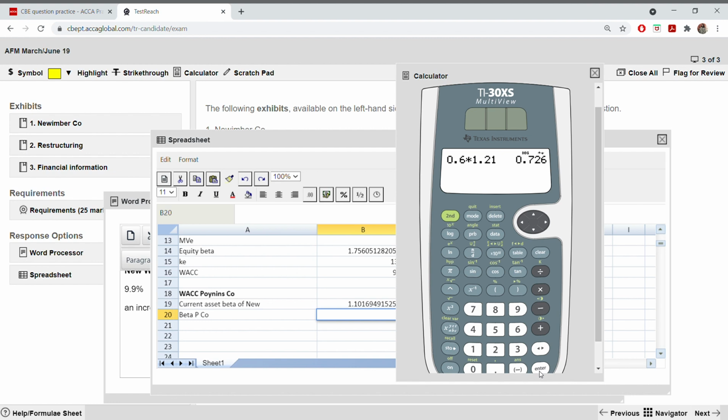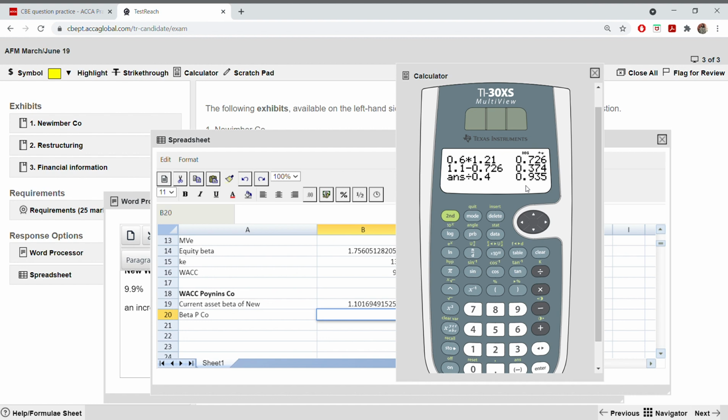Okay. So what was the mistake? What's happening? When I did this, they are dividing it. But first you have to minus 1.1 by this, 0.726. Then you divide by 0.4. That was the mistake which is happening.